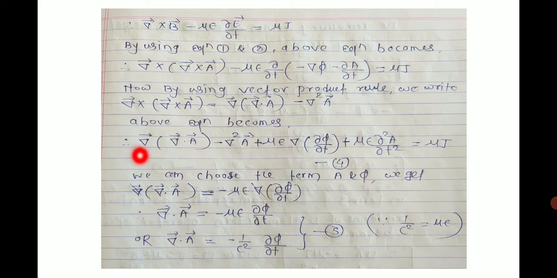Equation number 4 is del (del dot A) minus del square A plus mu epsilon del (del phi by del t) plus mu epsilon del square A by del t square is equal to mu J. This is equation number 4.